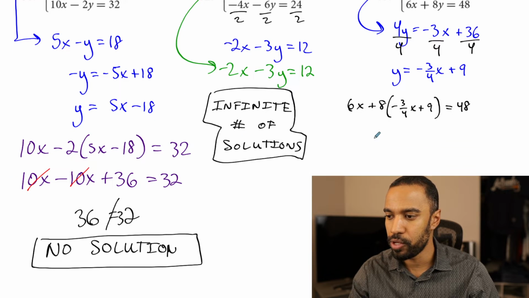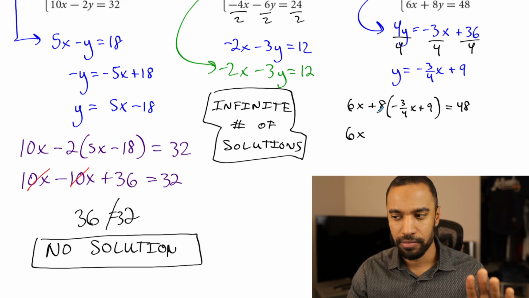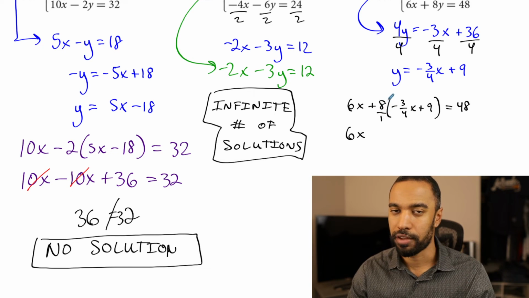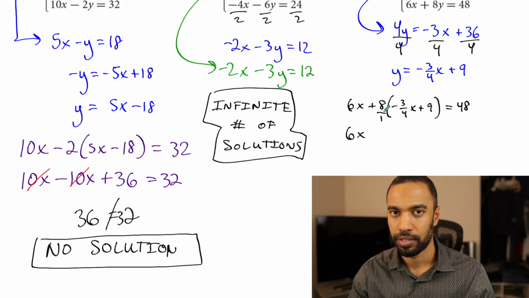And if I distribute the 8, everyone's curious about what 8 times negative 3/4 is. 8 is 8 divided by 1. When you multiply fractions, you multiply straight across. 8 multiplies with negative 3, and I get negative 24. 1 multiplies with 4, and I get 4. Negative 24 divided by 4 is negative 6.